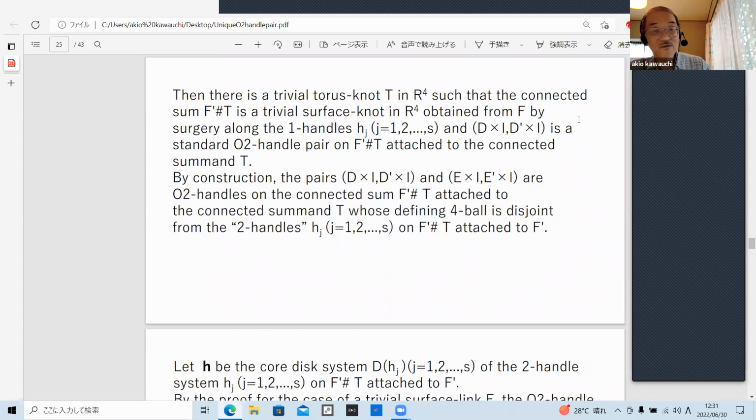So this means there is a trivial torus T such that the connected sum F dash sharp T, the connected sum of F dash and T, is a trivial surface knot in R4 obtained from F by surgery along the one handle HJ. And D cross I, D dash cross I is a standard 2-handle pair on F dash connect sum T, attached to the connected sum. The attaching part is some construction of the pair.